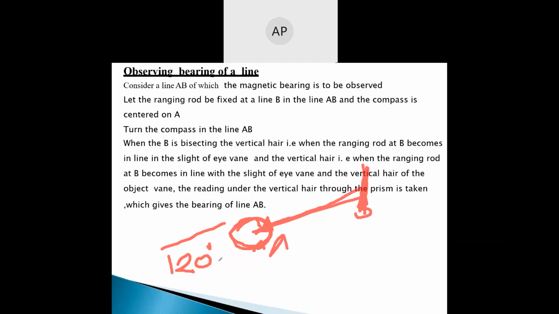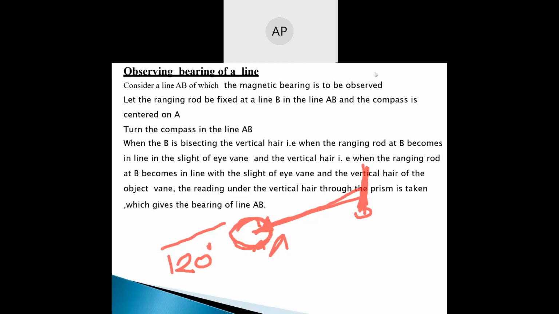When the ranging rod at B becomes in line with the slit of the eye vane and the vertical hair of the object vane, the reading under the vertical hair through the prism is taken, which gives the bearing of the line. So here at point B, the reading you get by bisecting will be the bearing of line AB.